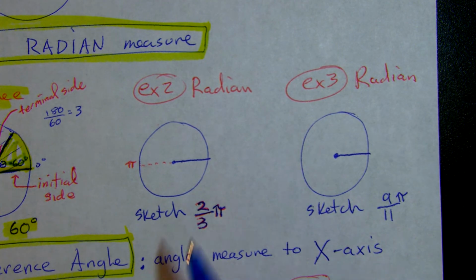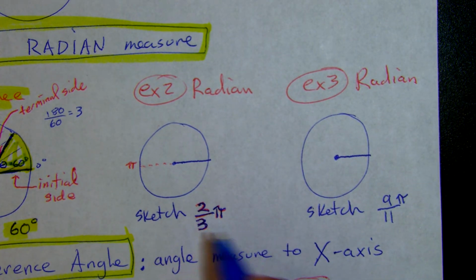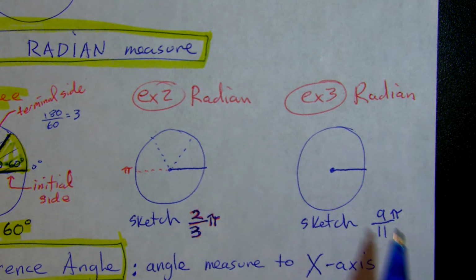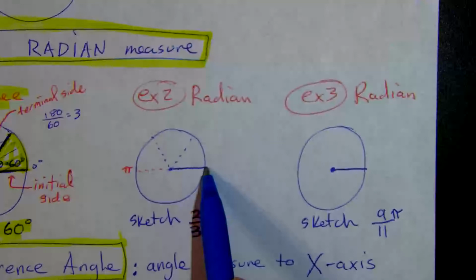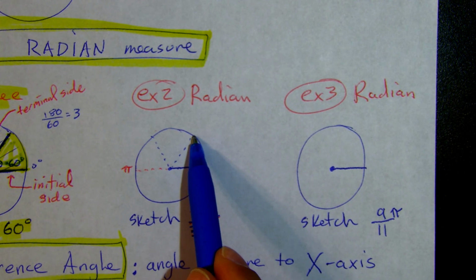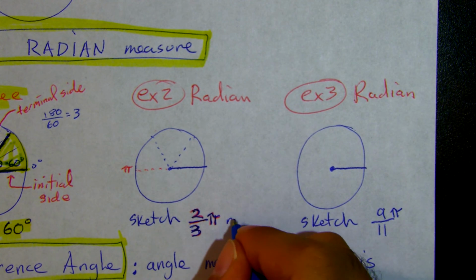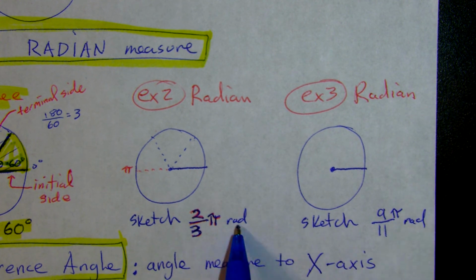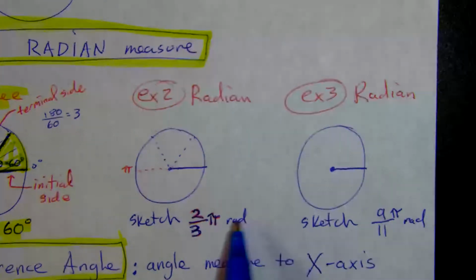Okay. So what I do anytime I see that the denominator is 3, I'm going to break it into thirds again. And then I'm just going to count it. 1/3 pi radians would be here. I should put that. Sorry, guys. Put radian for both of these.